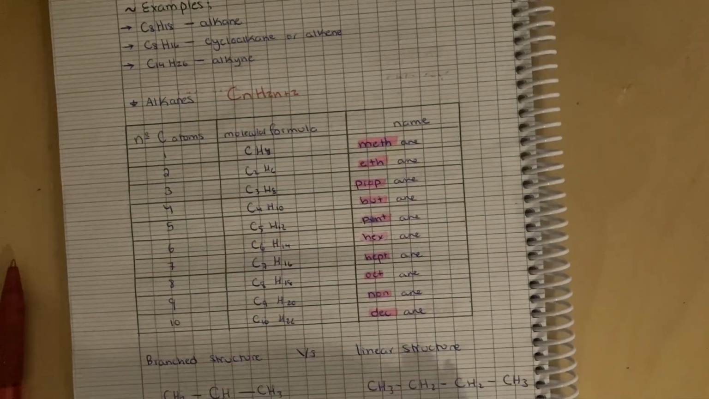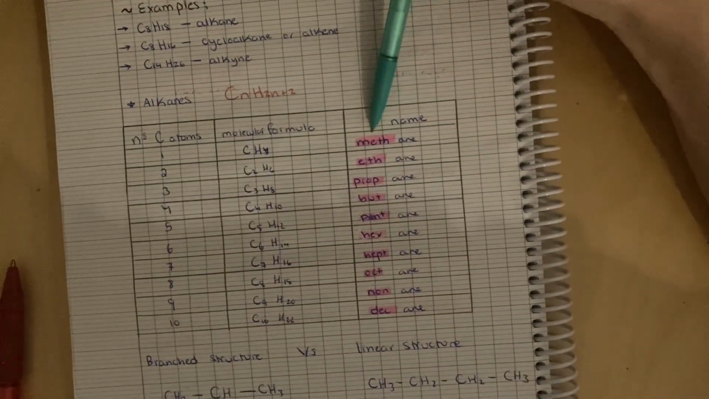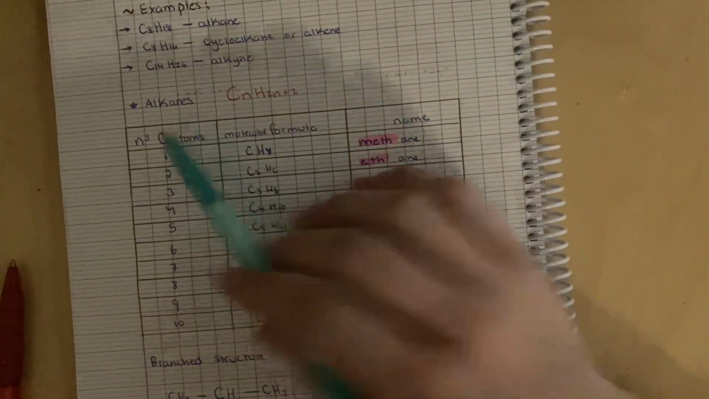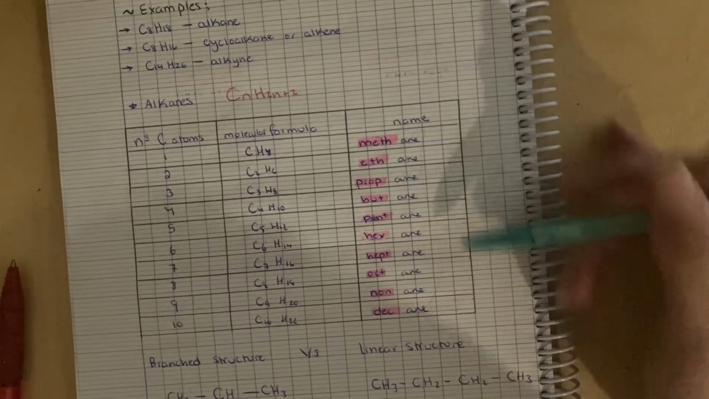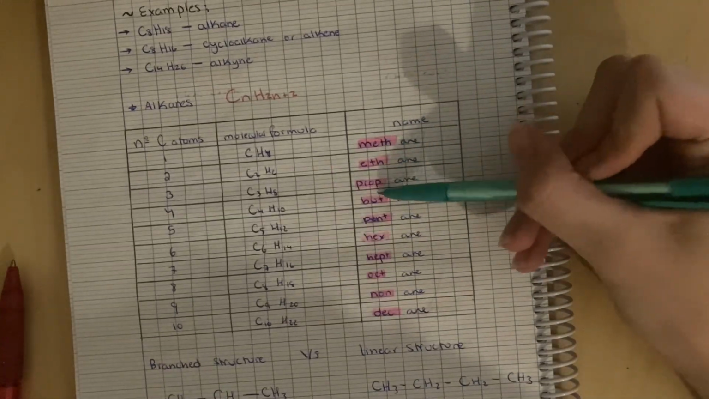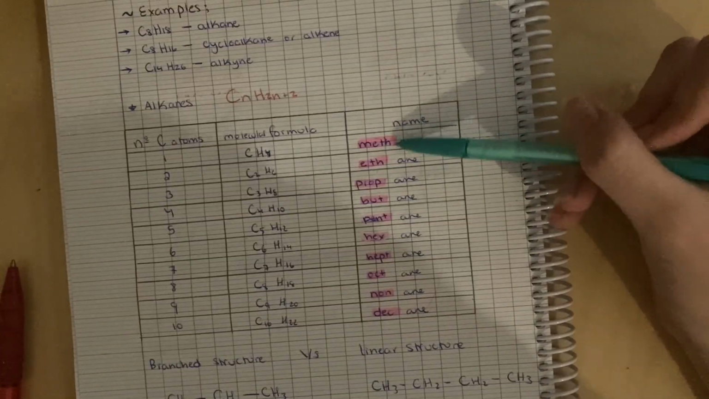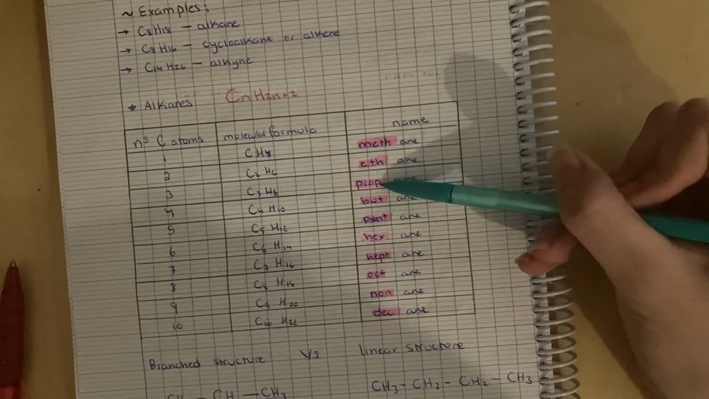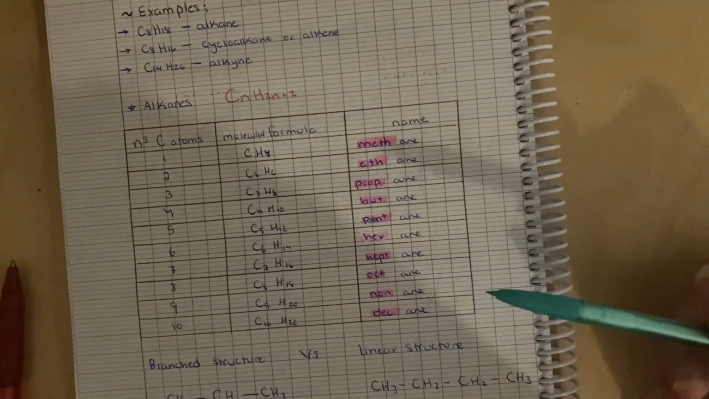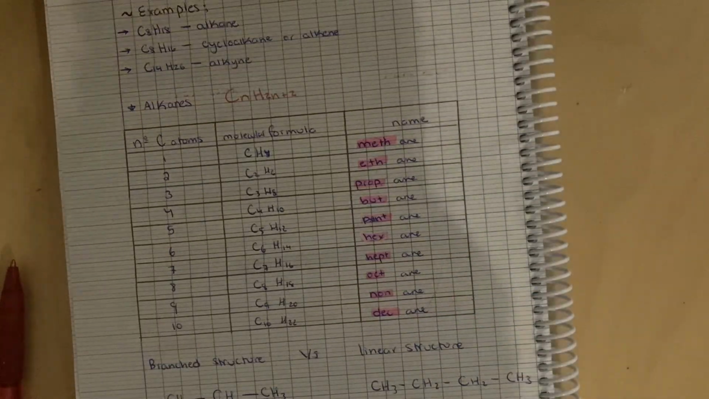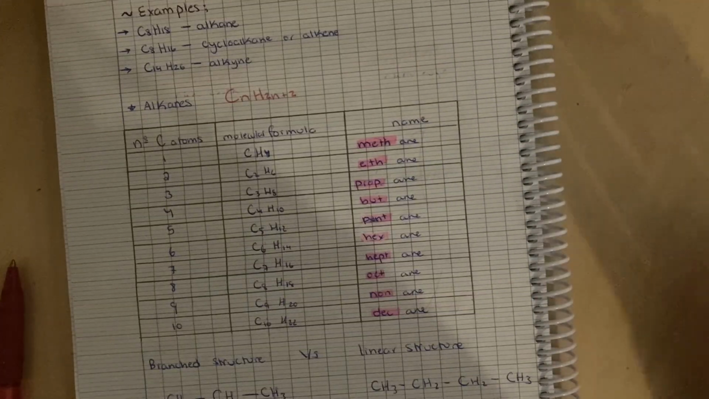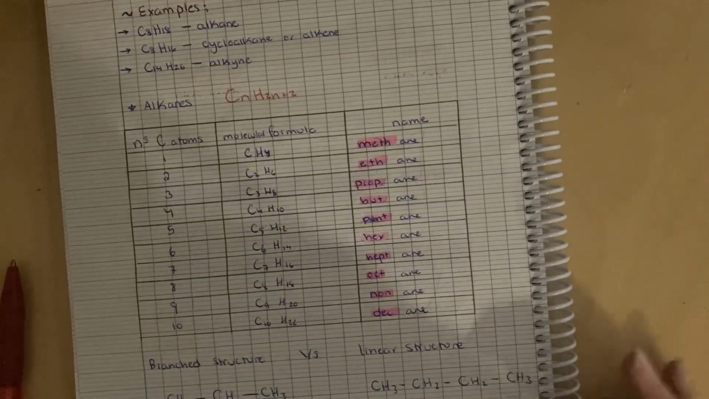The important thing to note is this ending. See how it all ends with "ane"? That's because it's called alkane. So it's always going to end with an "ane" if you're talking about an alkane. What's going to be different is the first part of the name. Methane is for 1, ethane is for 2 carbons, propane is for 3, butane for 4, and so on and so forth, all the way up to decane for 10. Which is just important to know because you're going to need to learn how to name compounds that are formed.